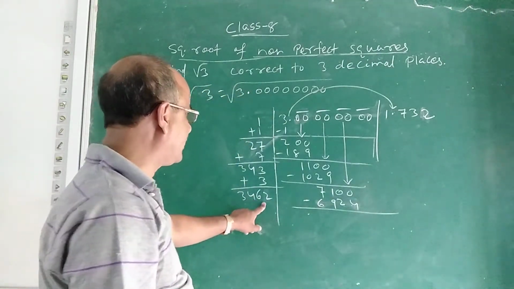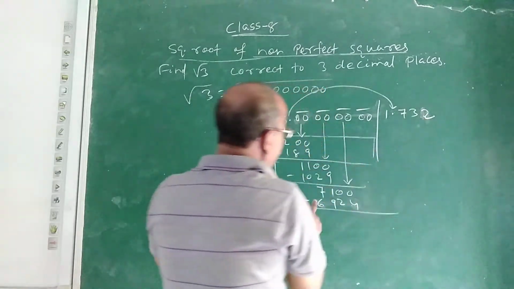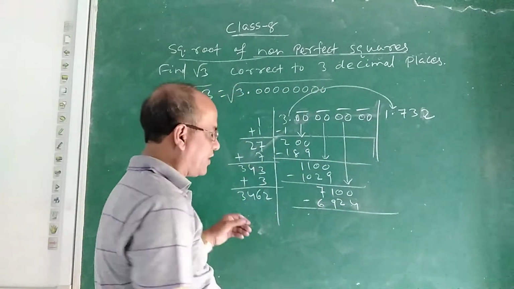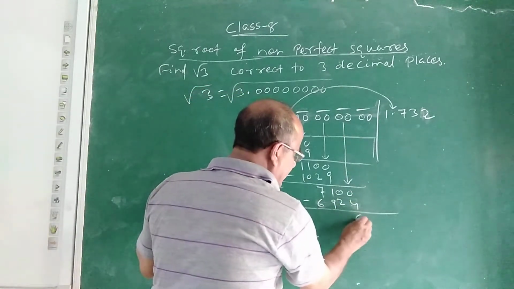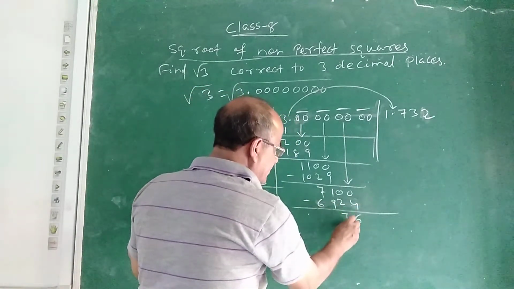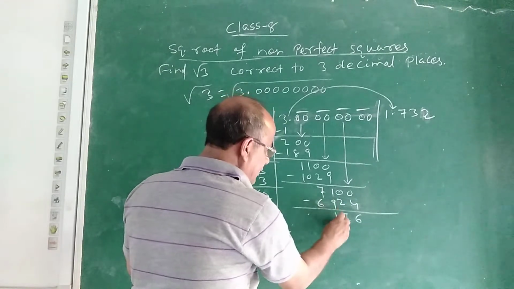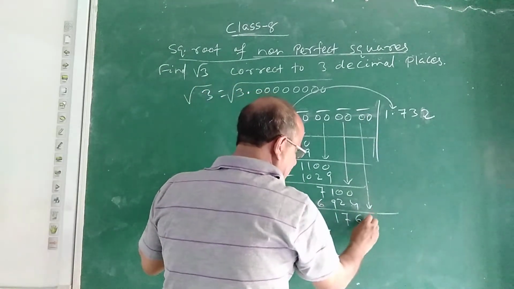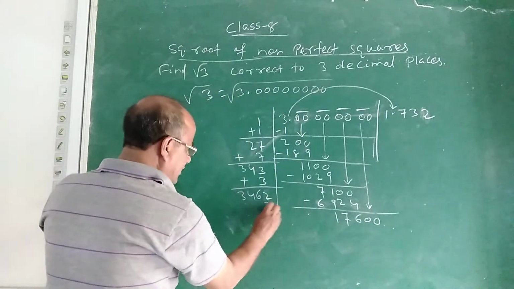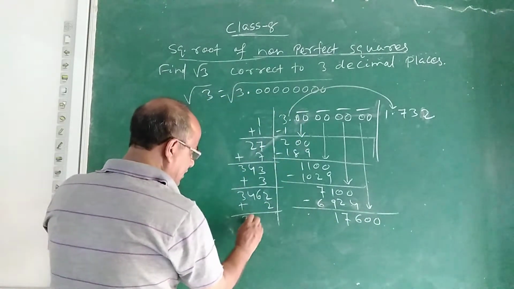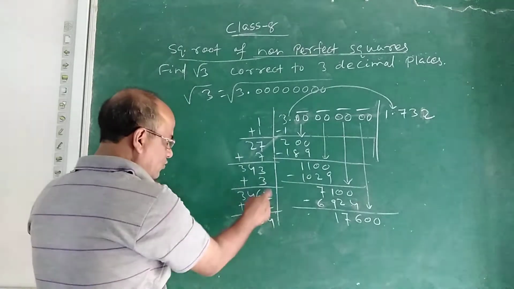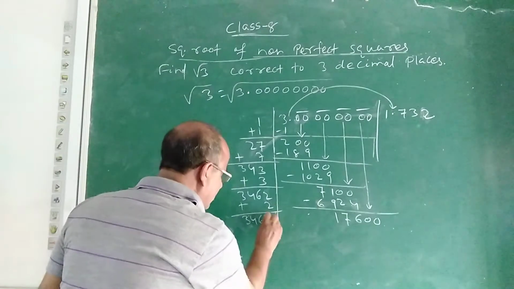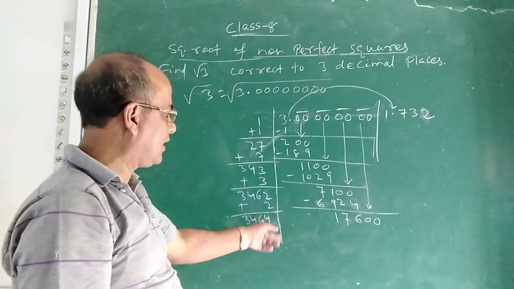Because 3462 into 2 is 6924, which is less than 7100. Now 10 minus 4 is 6, 9 minus 2 is 7, 10 minus 9 is 1. Okay, 176. Now bring the last pair, it is 00. Okay, now add here 2. It is 3, 4, 6, 4. 2 plus 2, 4, 6, yes. 3464. Now, you see, what will we put here?